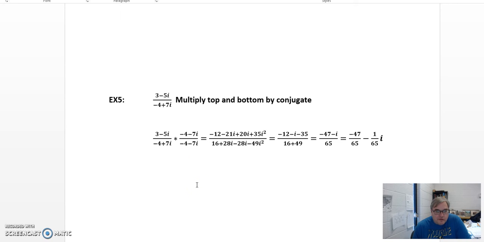So negative 12 minus 21i plus 20i plus 35i squared. And the bottom gives me a 16. It's going to give me a negative 49i squared. The 28s are going to go away. Bottom becomes 65. I keep simplifying the top, step here, step there, just working through it. And I end up with negative 47 minus i over 65. Generally speaking, we typically want to write it like that as two fractions.